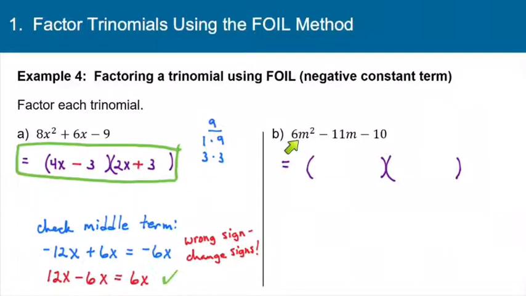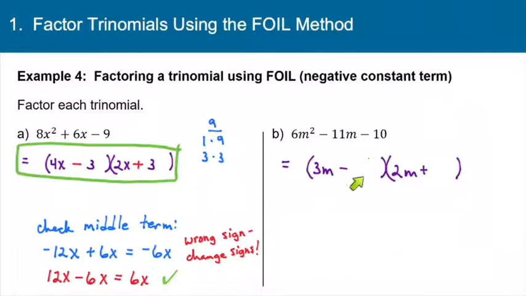Now 6m squared might be 6m times 1m, but it also could be 2m times 3m. And we don't really have a way of knowing which is right, so we just make a guess. I have put down here my 3m and my 2m, and now I'm going to put down my signs. So the last term is negative. That tells me that the signs here need to be different. Again, I don't know whether the plus should go here or here. I just know that one has to be a plus and one has to be a minus. So I'm just going to put down the minus and the plus in no particular order.